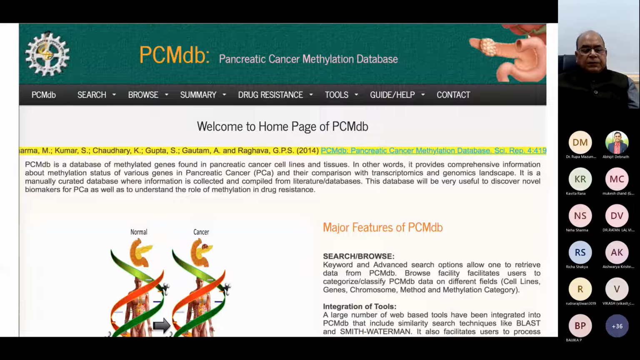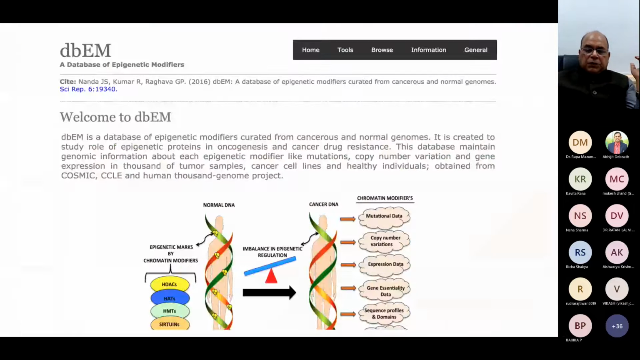And the second thing, the major reason why our databases and tools are popular: one of the reasons is that they are easy to use. Anybody can simply search by clicking here or browse the data in different categories. We provide a user-friendly interface where the user can retrieve it.